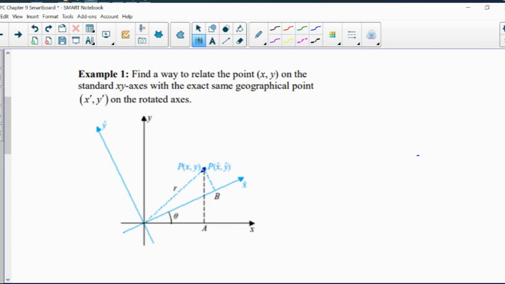So this point right here, this random point (x, y), means that if I go over x and up y, I can geographically get to that spot. And if I wanted to create a right triangle, this distance, which on my diagram is called r, kind of like the radius, right? I would know lots of things, like x squared plus y squared equals r squared, as well as other right triangle trig identities.